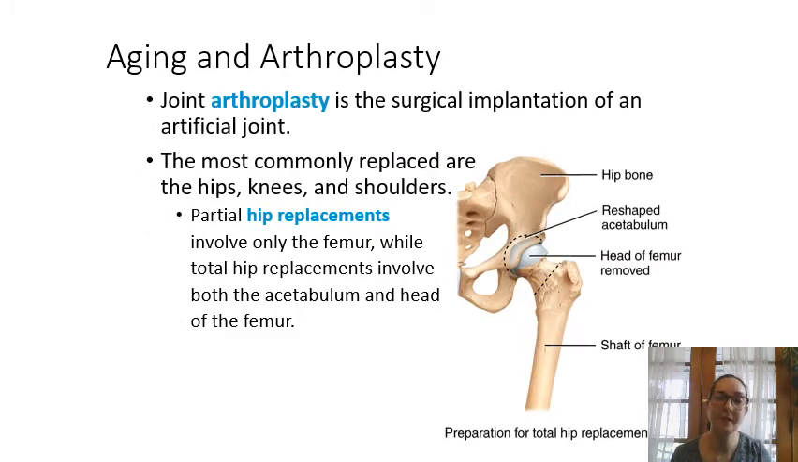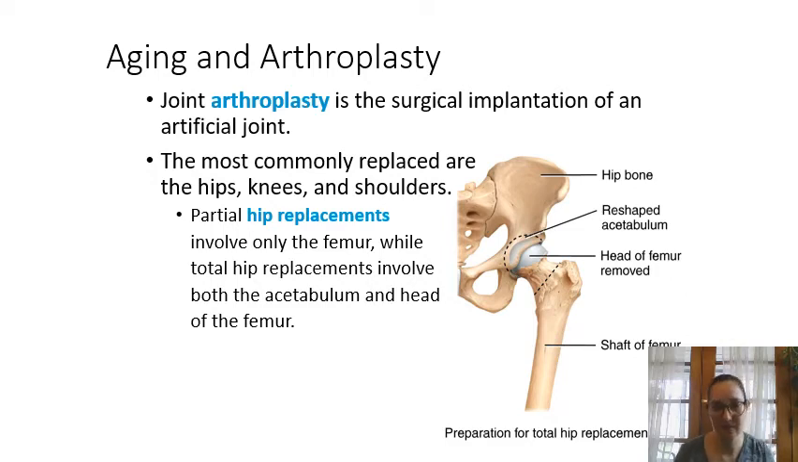All right. If the joint deteriorates very, very badly, then we would have to replace that joint. So arthroplasty is when we take out the existing joint and replace it with an artificial joint. Hip replacements and knee replacements are pretty common as we age.